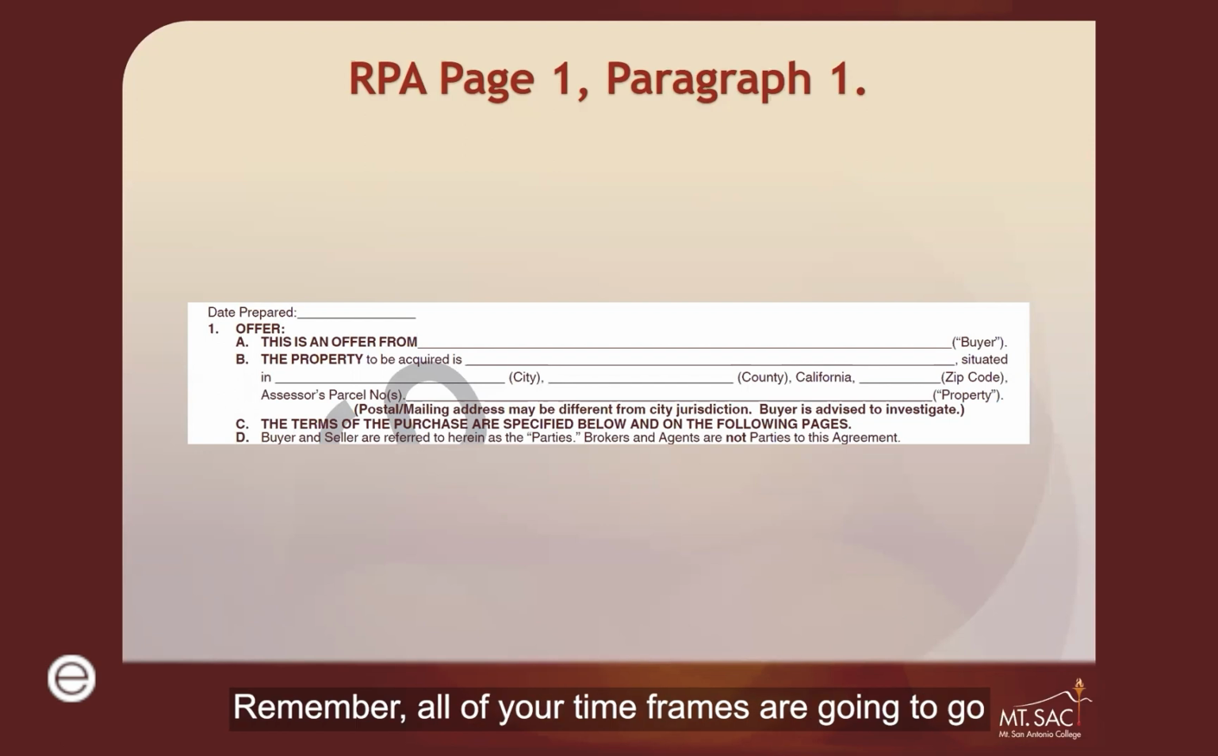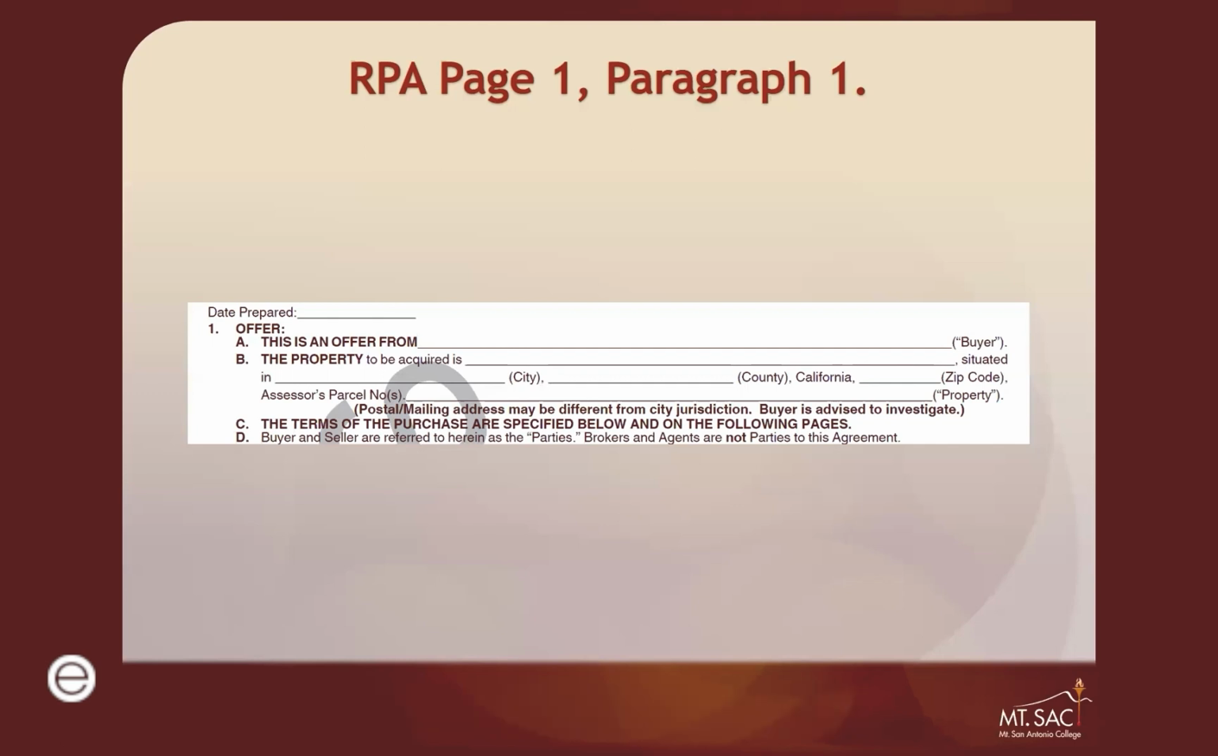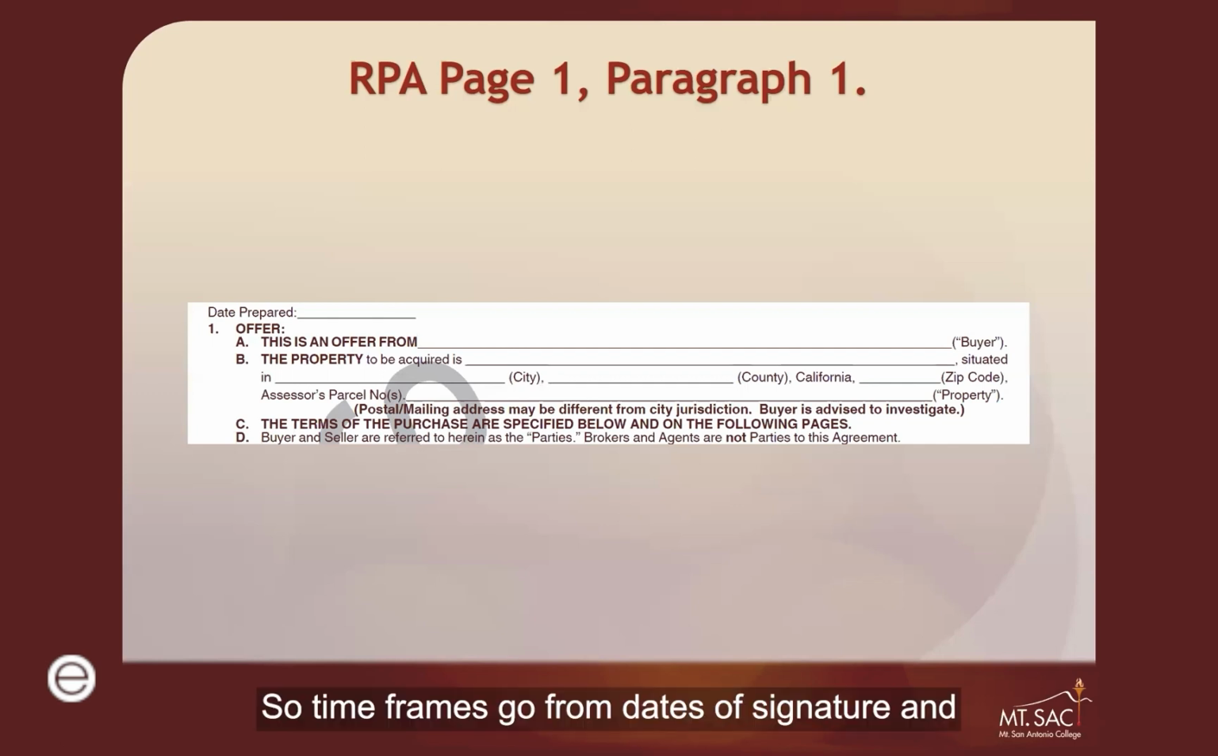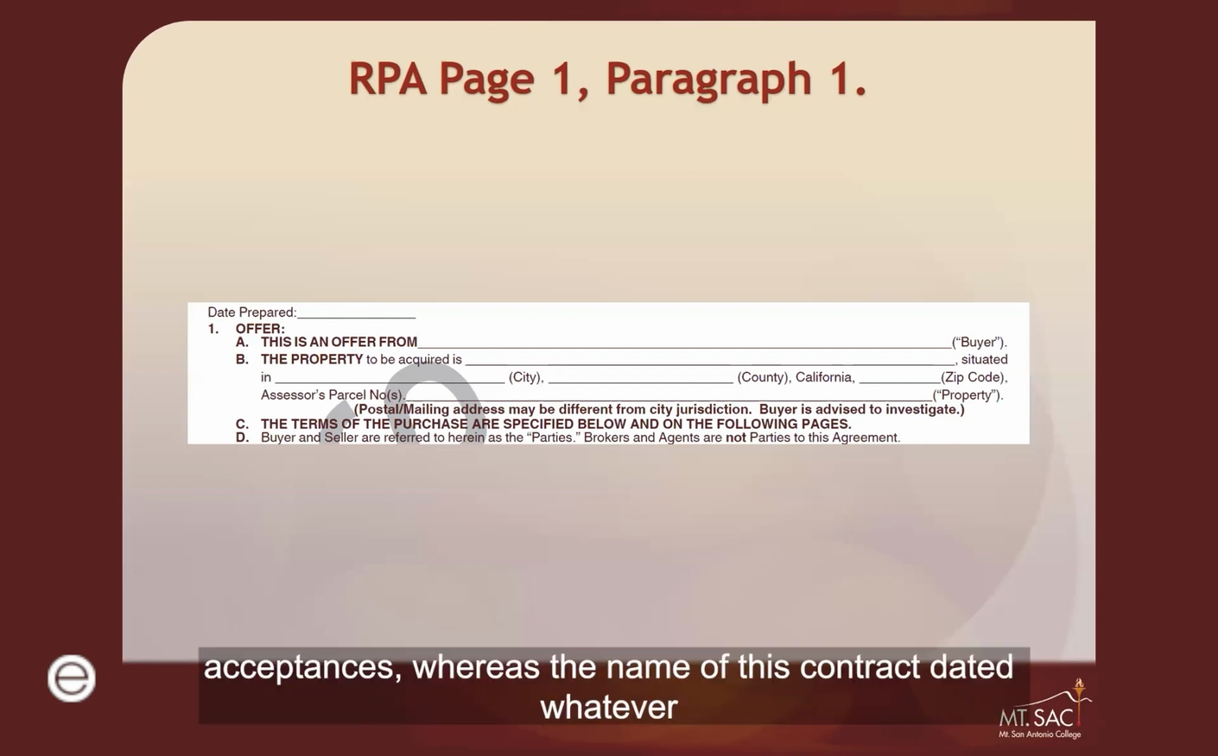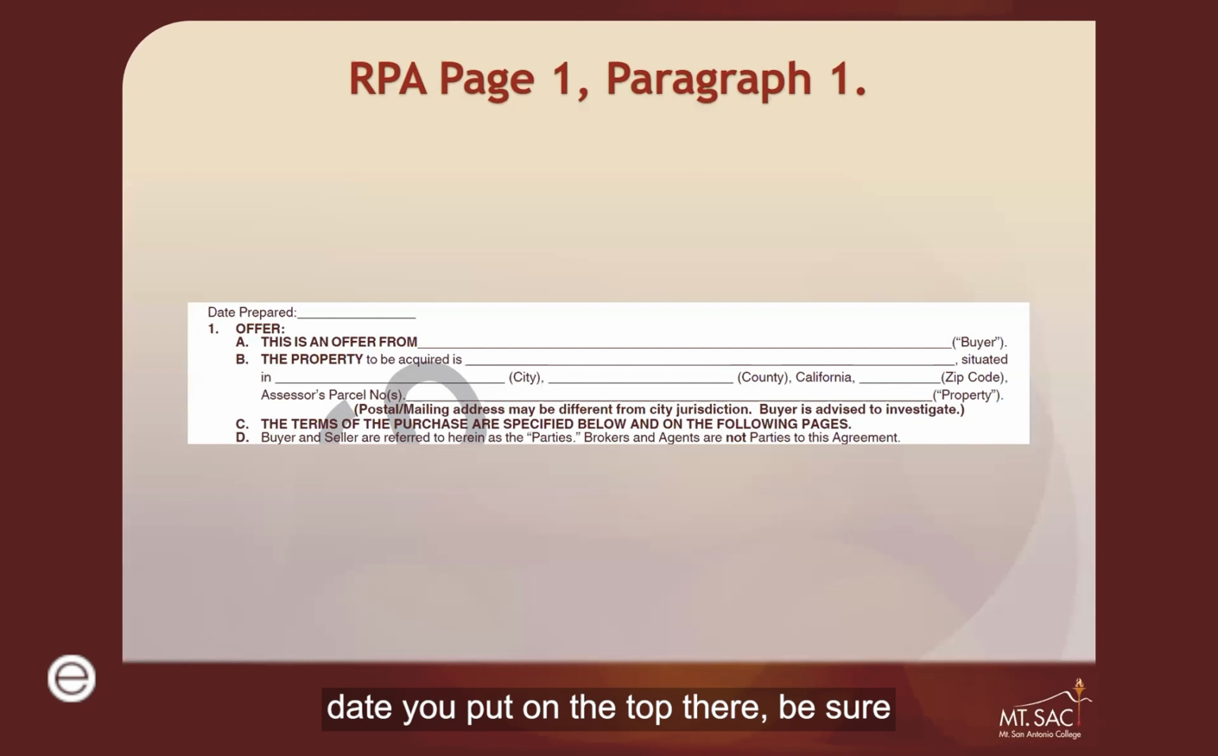Remember, all of your timeframes are going to go from the date of signature for the buyer, or the date of acceptance in the case of the seller, or the buyer if there's a counter offer. So timeframes go from dates of signature and acceptances, whereas the name of this contract is dated whatever date you put on the top there. Be sure to put in all of your buyers. This contract does prohibit assignment without the seller's permission. We'll get to that a little bit later in the agreement.